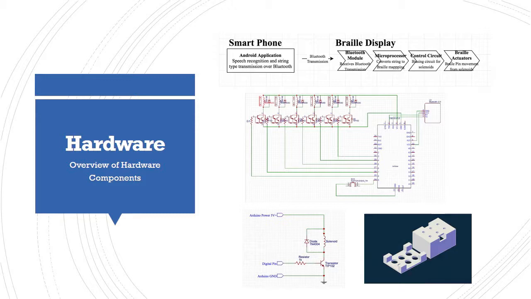Software on the smartphone will allow a user to connect to our device wirelessly and transmit a message. On the device, the microprocessor will translate each character of the text into a 6-bit binary number. The 6 bits will correspond to the 6 dots in Braille. Our project was constructed on an Arduino DUE board and a Bluetooth shield.